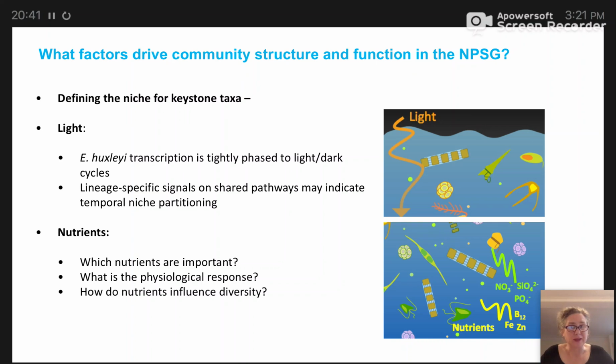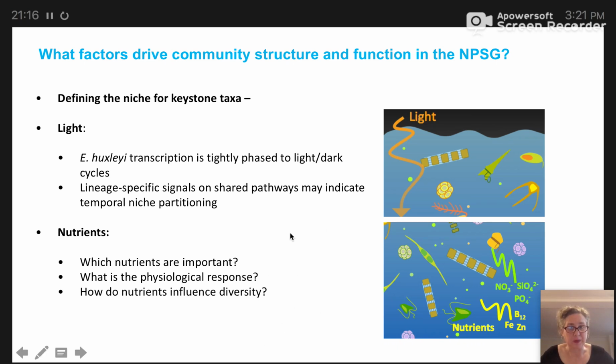So, to summarize, E. huxleyi transcription is tightly phased to light-dark cycles. We had a beautiful cycling of many transcripts in E. huxleyi that really defines its niche with regards to the day and night cycles, and lineage-specific signals on shared pathways may indicate temporal niche partitioning between lineages, such as the data that we looked at between the diatoms and the haptophytes.